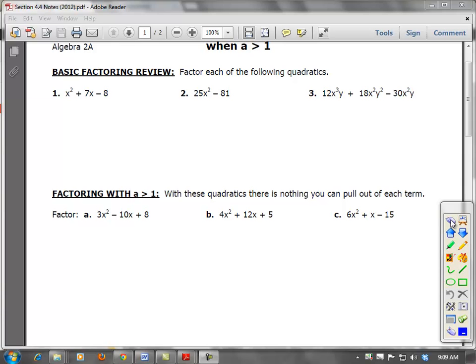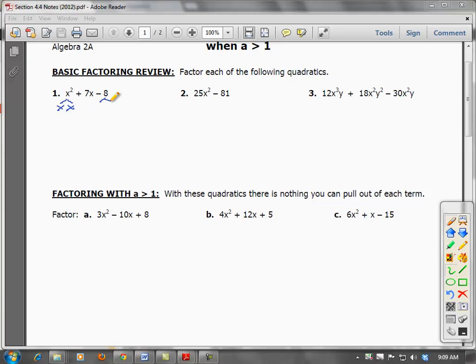Welcome to section 4.4. We are taking an extension in section 4.4 of the factoring we did in 4.3. So I'm going to start off with a couple of review questions. We want to look at x squared plus 7x minus 8, and we want to put it into two binomials. We said you look at x squared, which is x and x, and then look at negative 8.